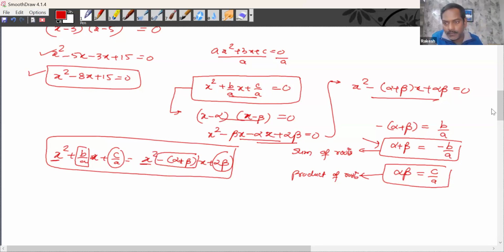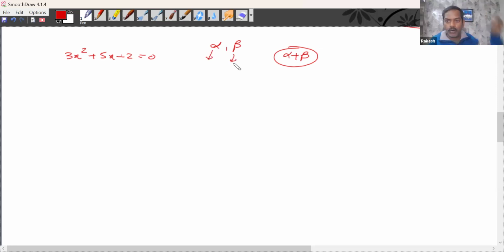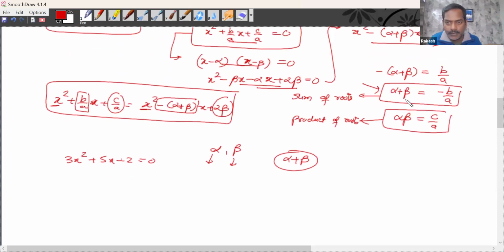Right? For example, if I say that 3x square plus 5x minus 2 equal to 0 is a quadratic equation, and assuming that alpha and beta are the roots, you have to find the sum of the roots. So there are two ways. One, of course, is to apply the formula, get those two roots, the values of alpha and beta, and then add them. So it's a long way. If I use this method, then we can say that the sum of the roots is nothing but what?